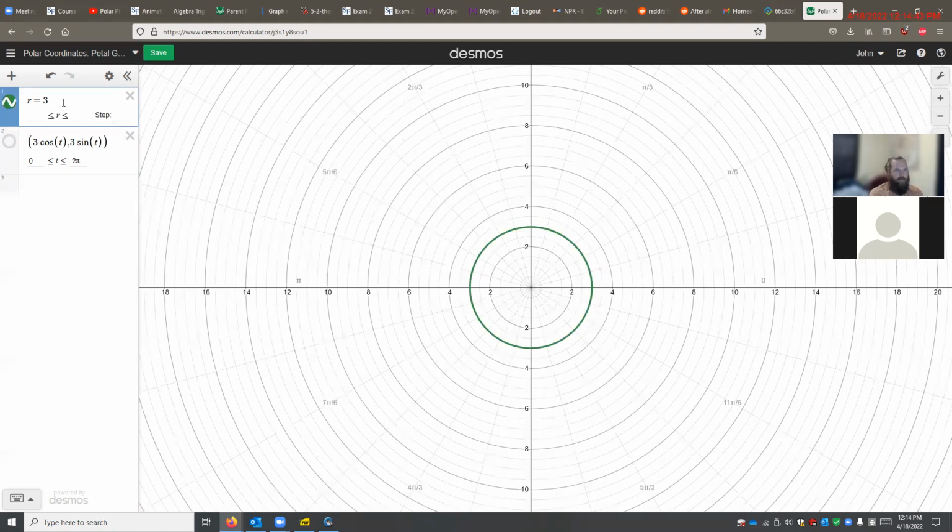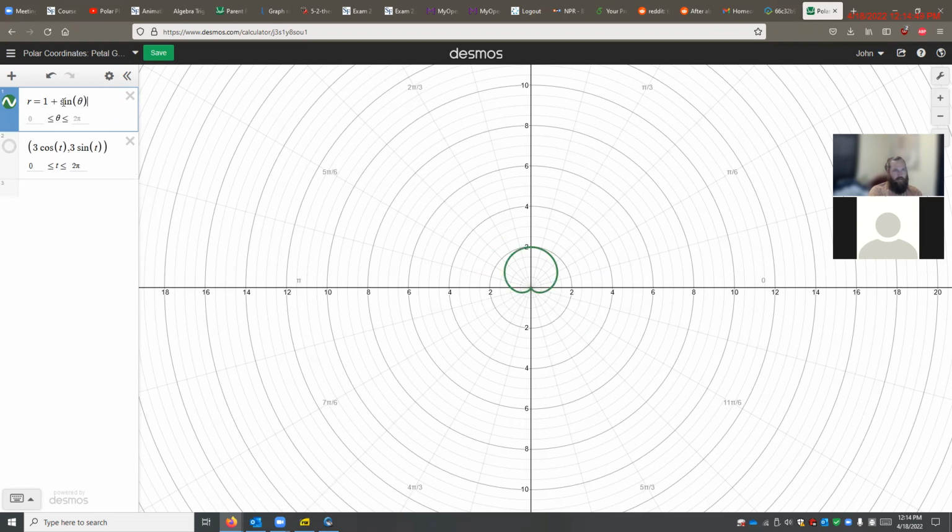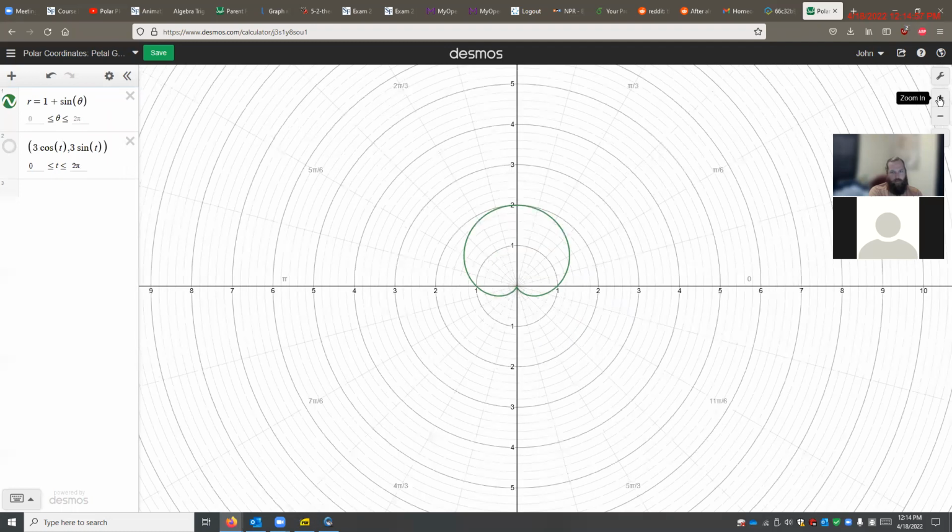What if I try something else, like r equals 1 plus sine theta? Here's that guy in polar coordinates, right? Normal polar graph stuff. If I write 1 plus sine t here, and 1 plus sine t here.